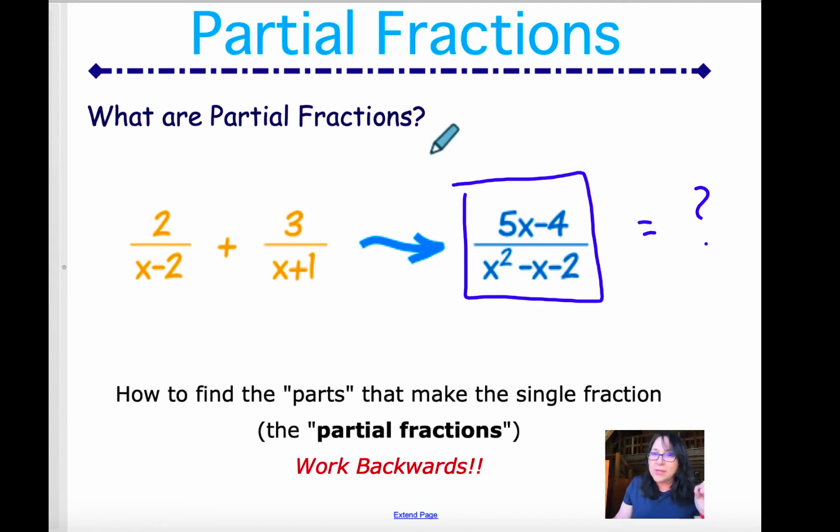This is one of the only instances where you actually add an equal sign. All right. And most importantly, you're going to work backwards.